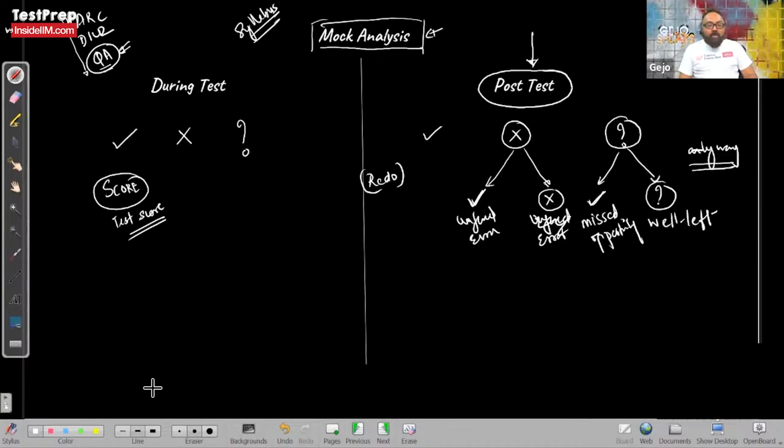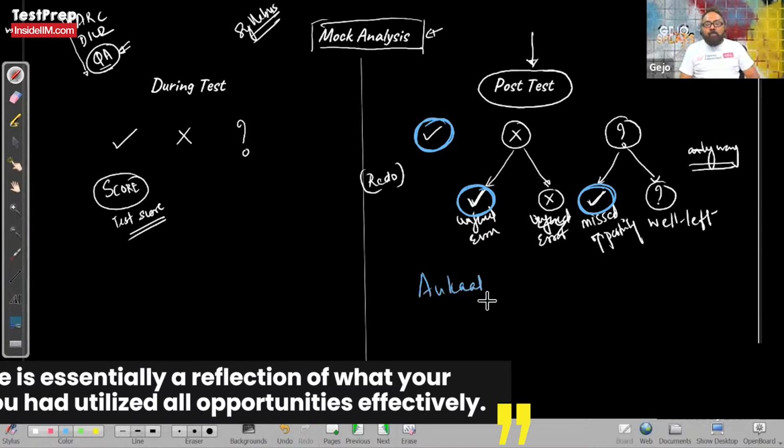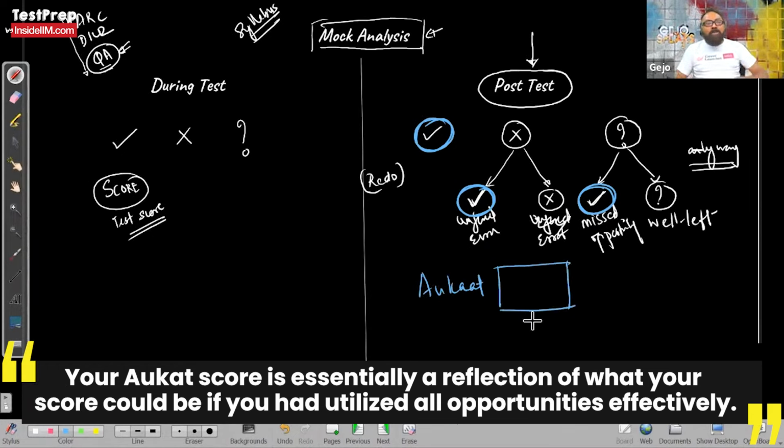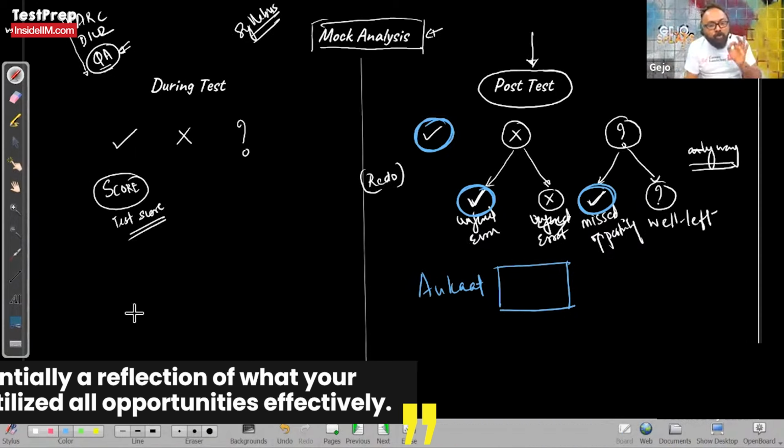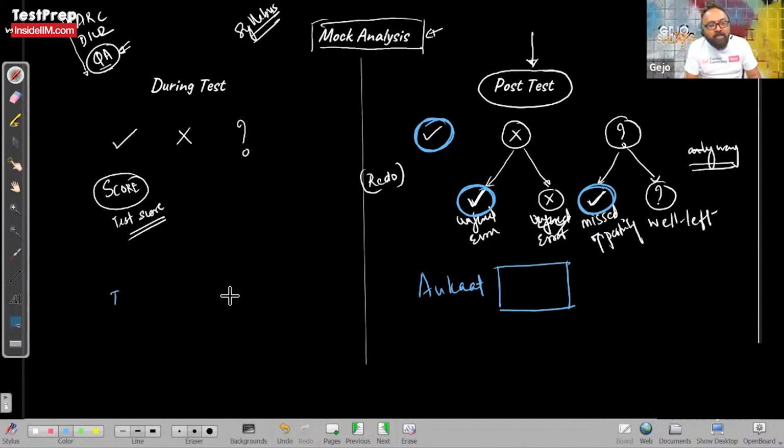Okay, so now when I look at this one plus this score plus this score, that is a new score. So you can call it anything. I'm just going to call it Aukat score. Let's put that score here, and that is an important score to have. So it is important. You have to understand from here. You've got a test score, you've got a target score, and you have an Aukat score. And this particular gap is important.